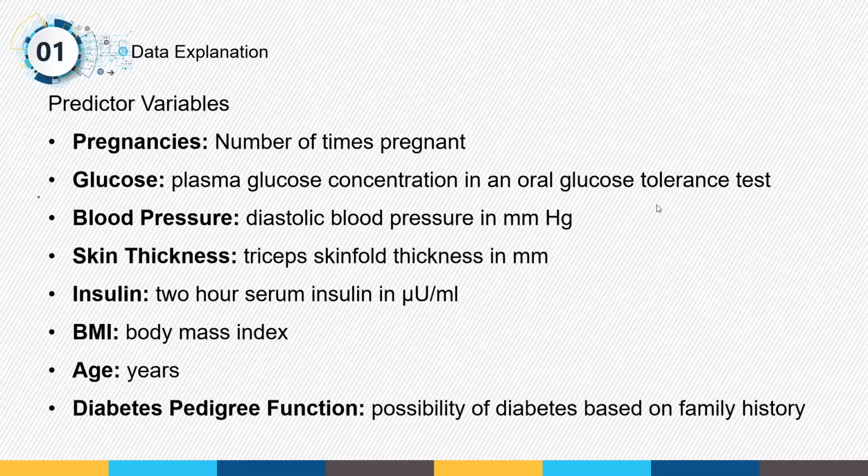And the diabetes pedigree function is the possibility that the patient will get diabetes based on their family medical records, that is, whether their parents or ancestors have a history of diabetes. And there is a function to calculate it. And all the variables are continuous variables.